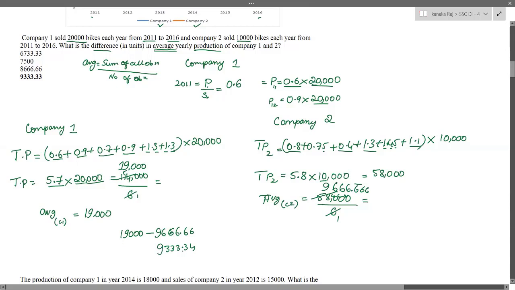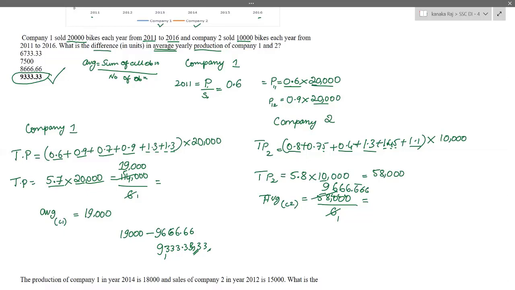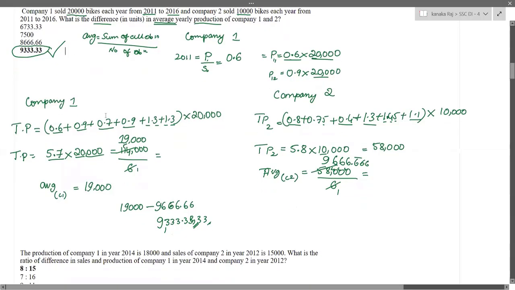So it will be 9,333.34. Do I have that in our options? Yes. Option D, 9,333.33. Since it is recurring, I've rounded it off to 2 decimals, or it can also be taken as 9,333.33. So my final answer will be option D, 9,333.33. I hope you all have understood this problem. So shall we move on to the next problem?